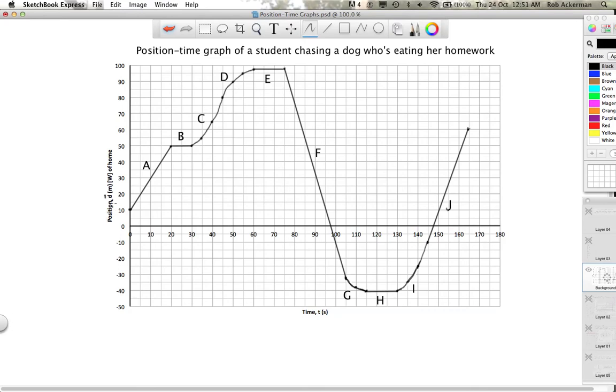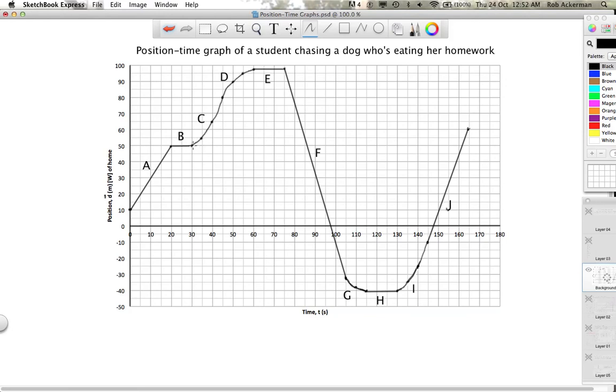The position of the student in meters west of her home is given as a function of time in seconds. And you can see there's a straight line, constant velocity, going what direction? Going west, away from home. Now, a horizontal line, a zero slope. Oh right, zero velocity, we learned that. Student stops and maybe tries to get the homework out of the dog's mouth. Now there's movement again, but it's curved on this graph. So part C has a curve, and what would that mean?